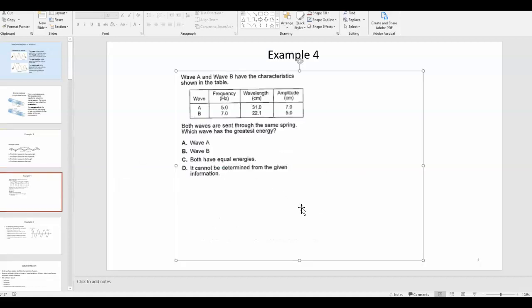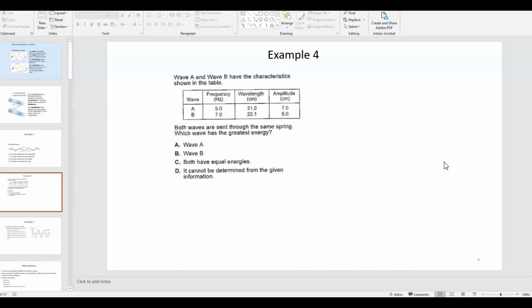So example 4 says wave A and wave B have the characteristics shown in the table. And we can see wave A, wave B, we can see the frequency, wavelength, and amplitude for all of those. And it says both waves are sent through the same spring. Which wave has the greatest energy? Okay, so look at the picture there and try to answer that on your own.